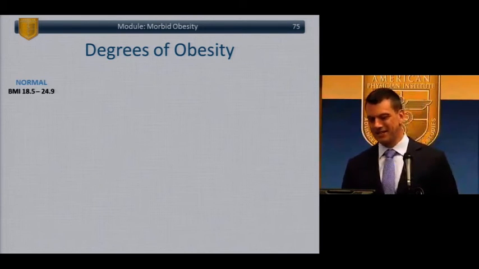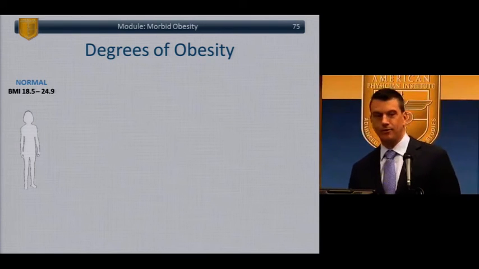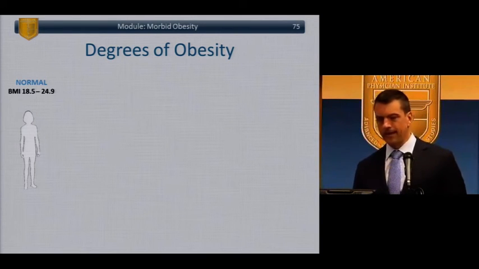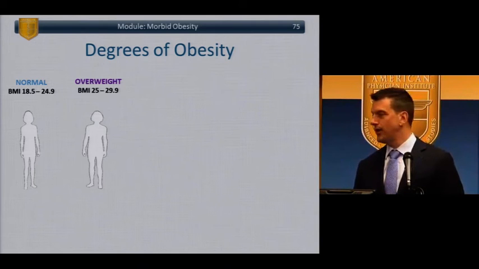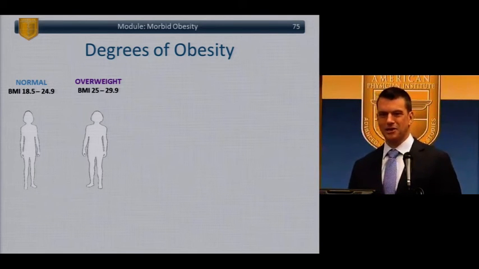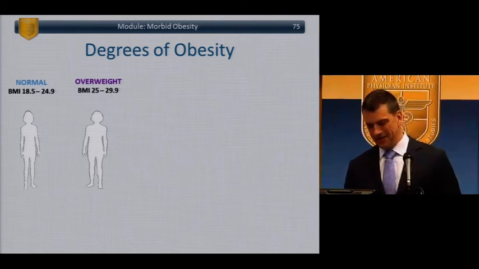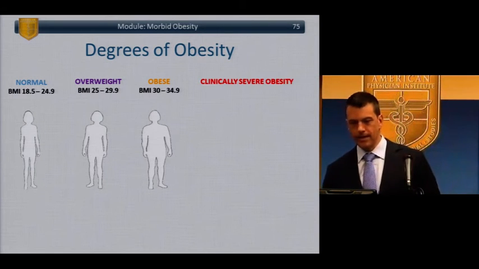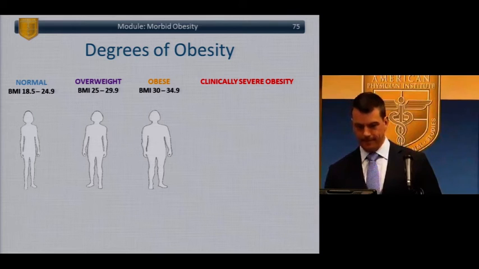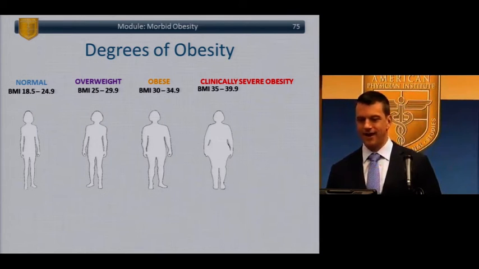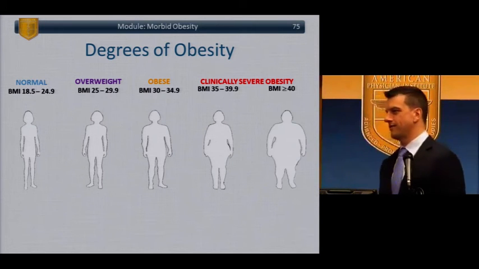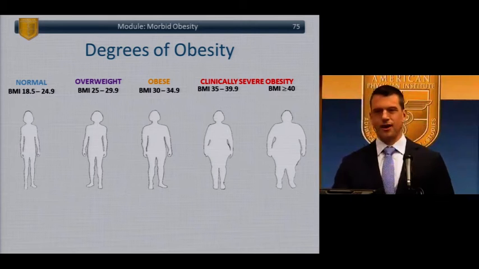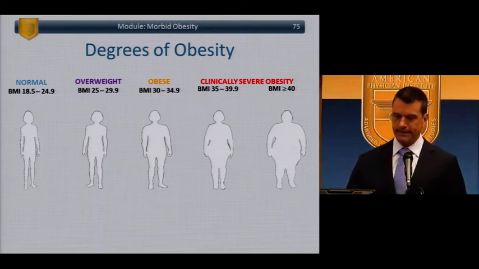So first, by definition, the degrees of obesity. A normal BMI is 18.5 to 24.9. Overweight, 25 to 29.9. This is really where you want to start intervening with people, talking about diet, talking about exercise, and all those things. Obese is 30 to 34.9. And then clinically severe obesity can be 35 to 39, severely obese, and then mega obese, which is now BMI greater than 40. There's a lot of these around, unfortunately.